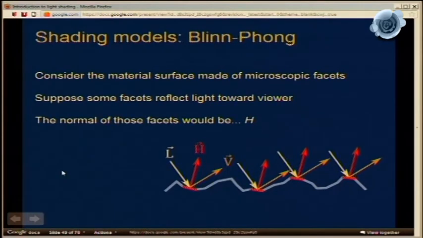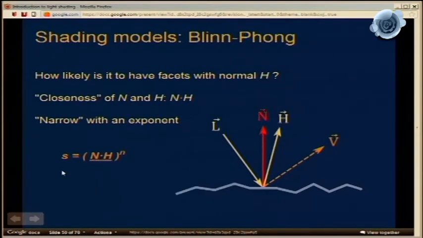We're considering the material to be made of microfacets, and the facets that have H as a normal are the ones reflecting the light toward us. So in the end, what we're interested in is knowing how likely it is to have facets with H as a normal. So this time we come up with a distance function between N and H, and again narrow it with an exponent. So this is the only difference, and this is how the Blinn-Phong model works.